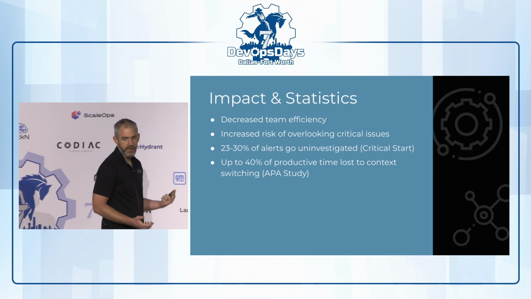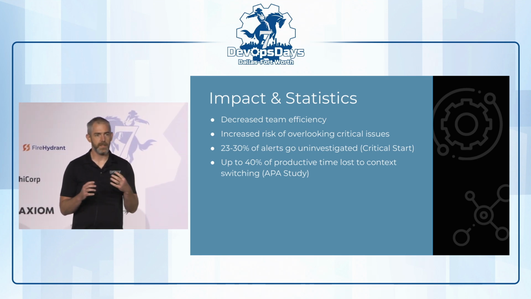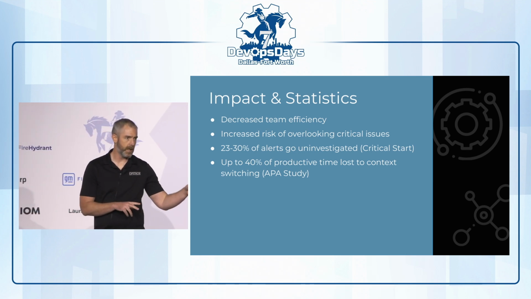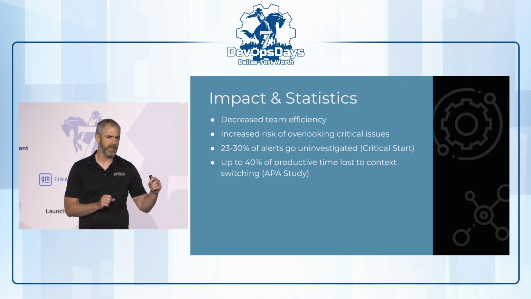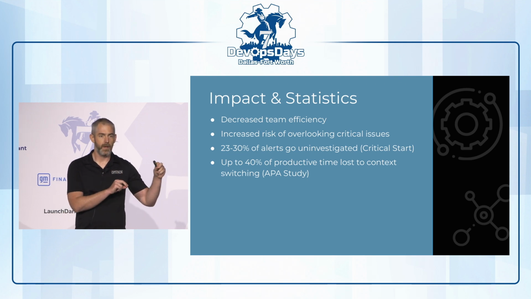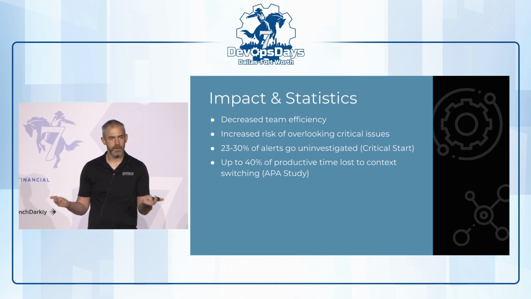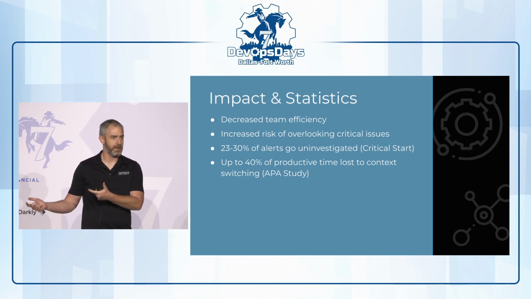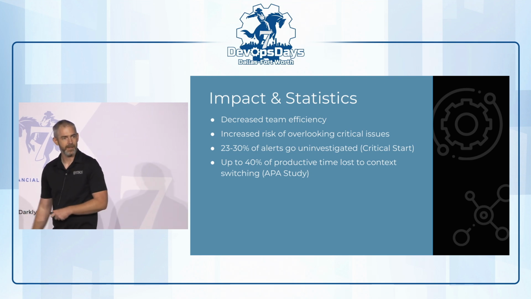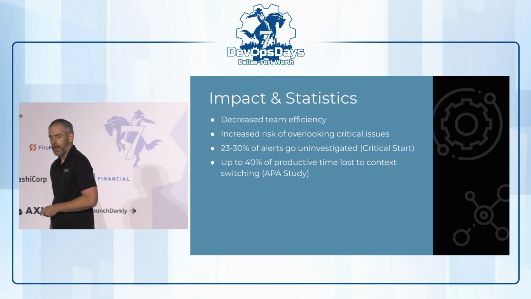We have an increased risk of overlooking critical issues, which leads to outages, which leads to revenue problems with our companies. We lose customers, we lose our jobs. Bad things happen when we miss critical alerts, right? Now, conversely, nothing really happens when we miss an uncritical alert. Nobody ever really complains about the flapping alert that we missed.